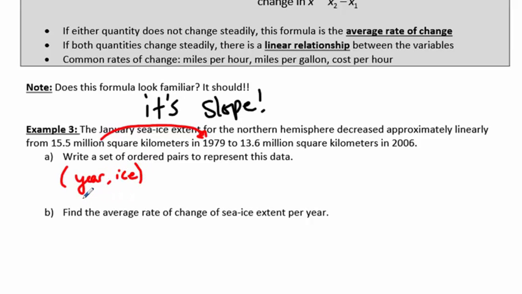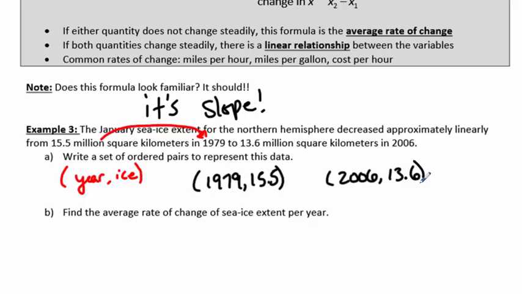Independent variables are always first in the ordered pair, and dependent variables are second. So the first ordered pair would be 1979, comma, 15.5, and the second ordered pair would be 2006, comma, 13.6. Now it is unusual to have a value so large as 1,979 in an ordered pair. Oftentimes we have a starting year, and we measure our year as t years since a starting year. If no starting year is given, we can make up a starting year, or it is possible to use the original year. Let's make up a starting year and verify that we get the same rate of change.